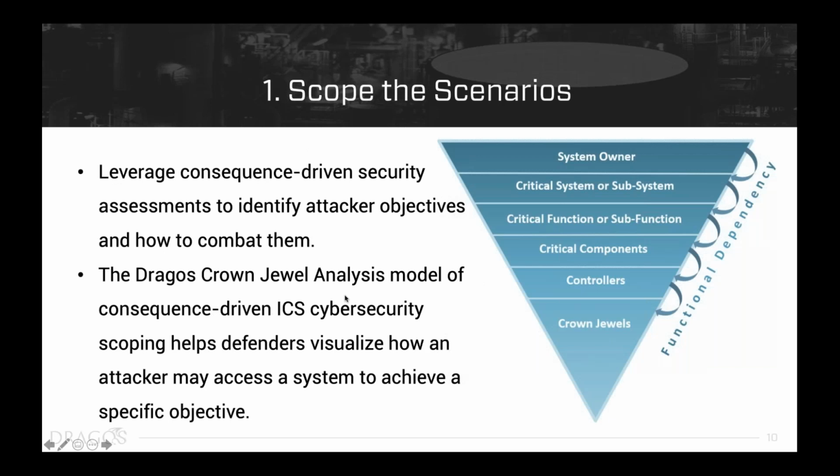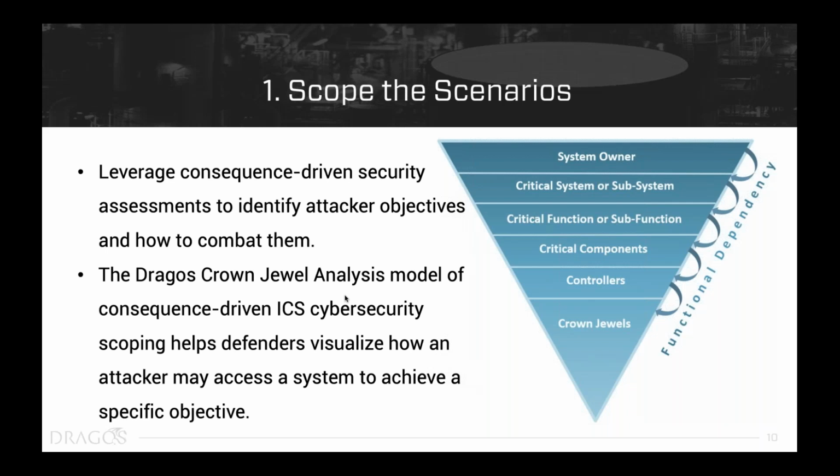So in part of scoping the scenarios, you can leverage consequence-driven security assessments to identify attacker objectives and how to combat them. Some of my colleagues here at Dragos created the crown jewel analysis model of consequence-driven ICS cybersecurity. This scoping helps defenders visualize how an attacker may access a system to achieve a specific objective. You can see here on the right, you have this reverse pyramid from the very top, the system owner, down to the crown jewels. And you can see the functional dependencies and how these all relate.